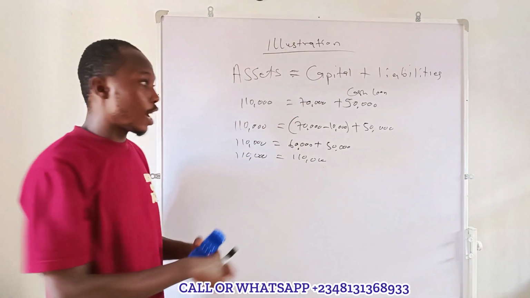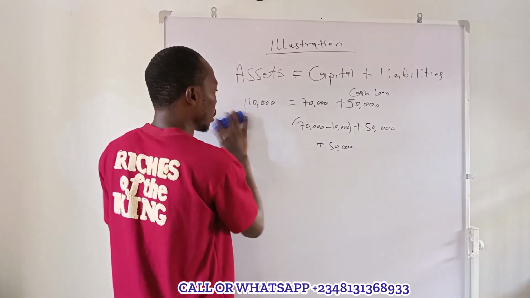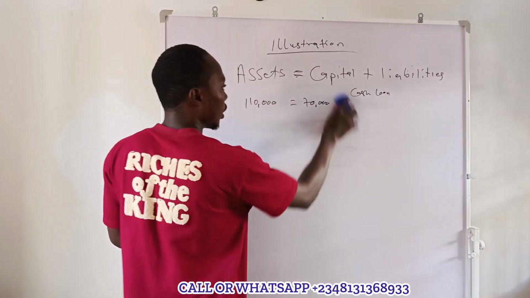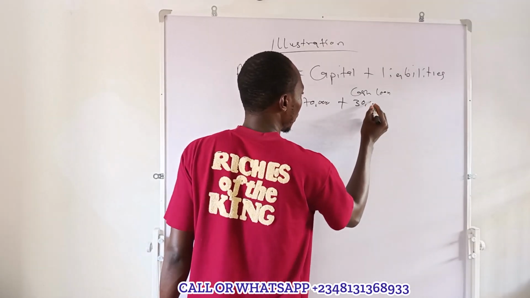The other instance that I started with, let's go back to that other one, because I was trying to use this method to explain, so that I don't get us confused. So let's go to that other instance. So we have 70 plus 30.